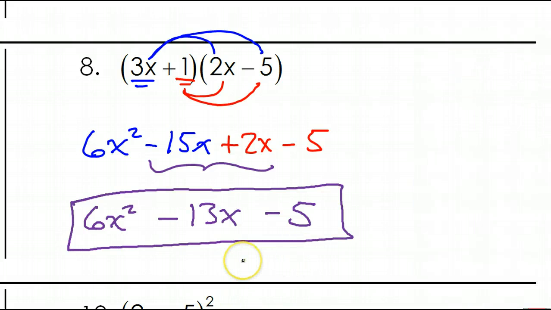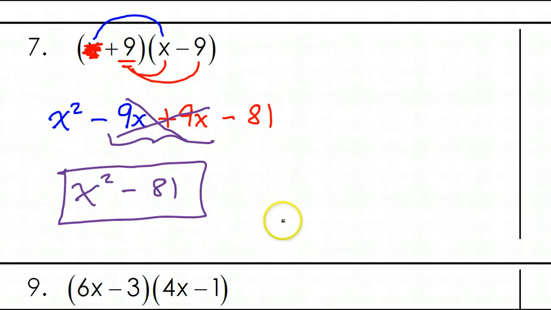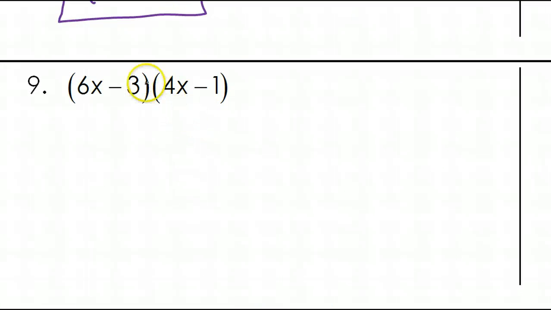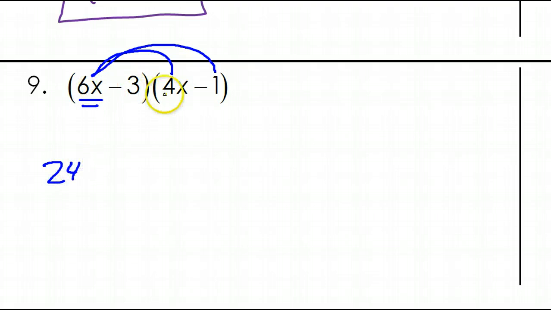Okay, let's find number 9. Alright, just 2 more. So here we've got 6x, so let's start by distributing that. Alright, to both terms. So 6x times 4x. 6 times 4 is 24. X times x is x squared. So that makes 24x squared. 6x times negative 1 will just be negative 6x.